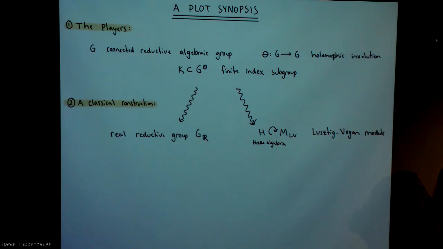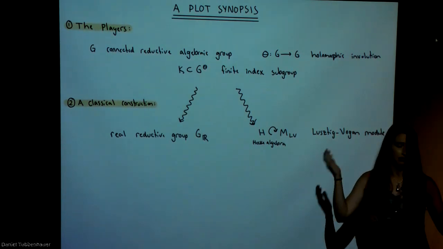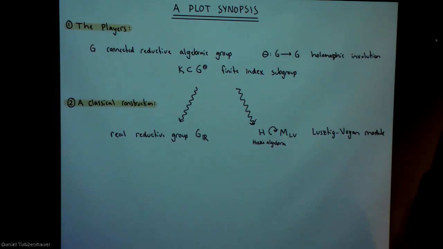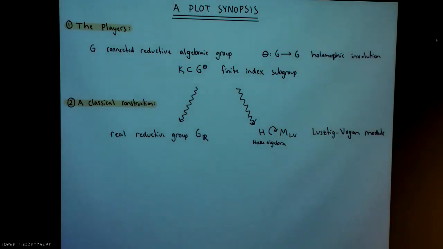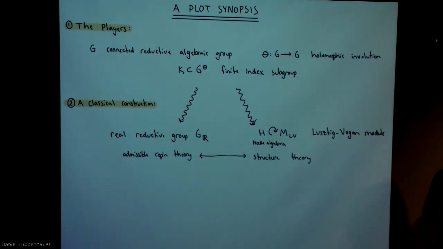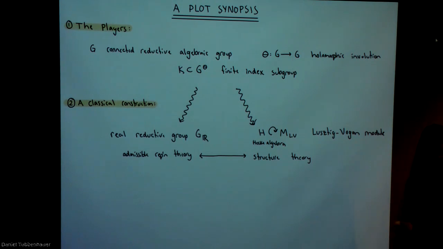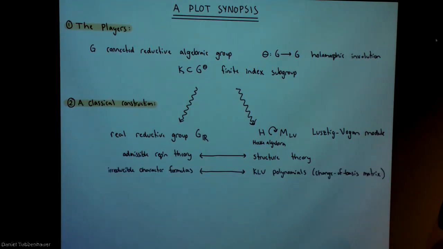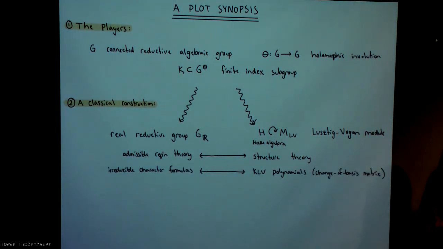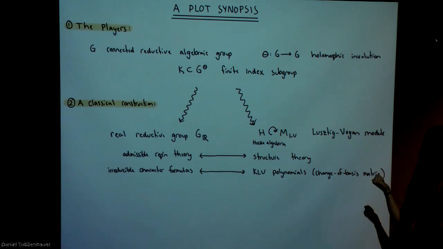And this thing I'll call the Lusztig-Vogan module. And I'll remind you more about this construction later. If maybe you've never seen it before, I'll tell you about the construction. But the point is that this is the only input data, and by classical constructions, we get these two things. And they're related in the following way. The admissible representation theory of the real Lie group corresponds to the structure theory of this module. And more specifically, if we want to know irreducible character formulas for admissible representations, these can be read off of certain polynomials that appear as a change of basis matrix in this module.